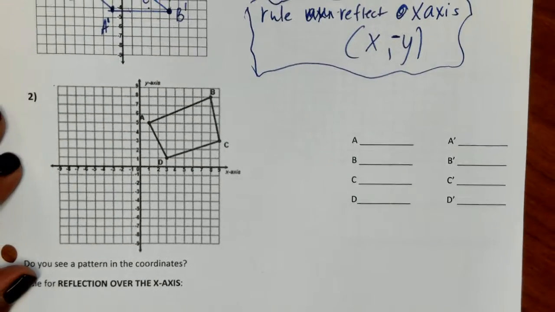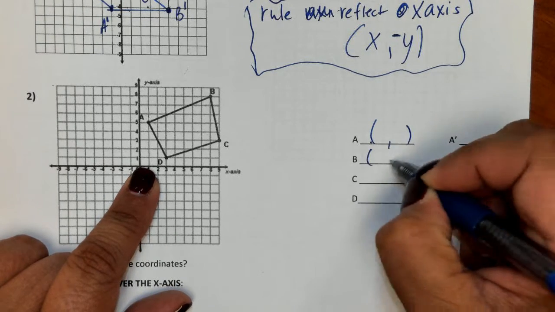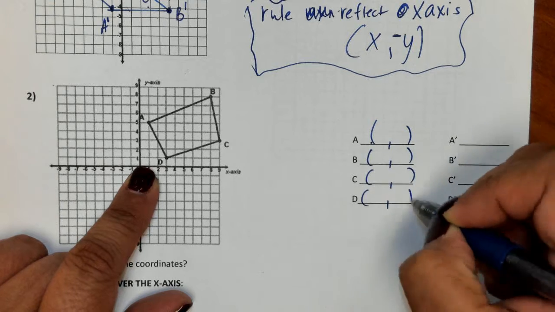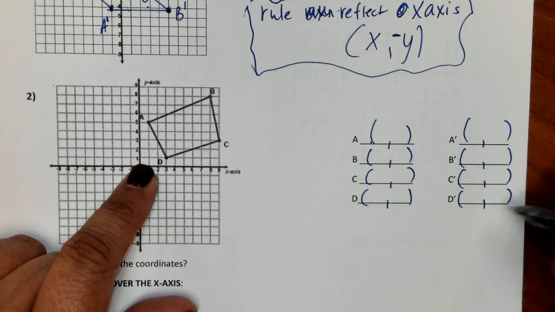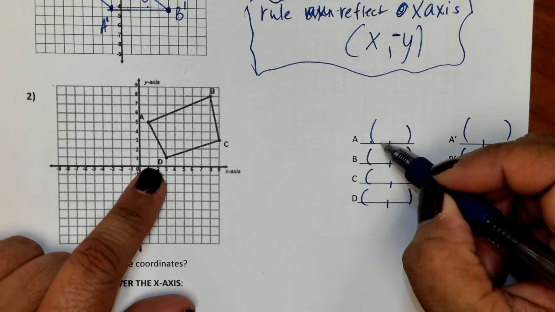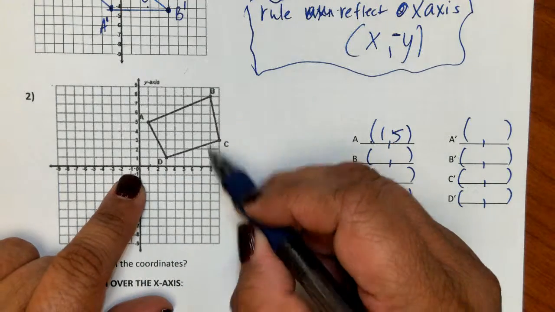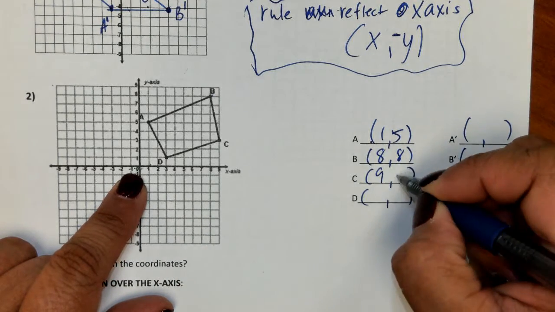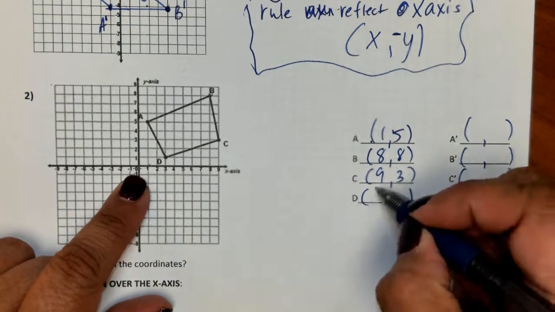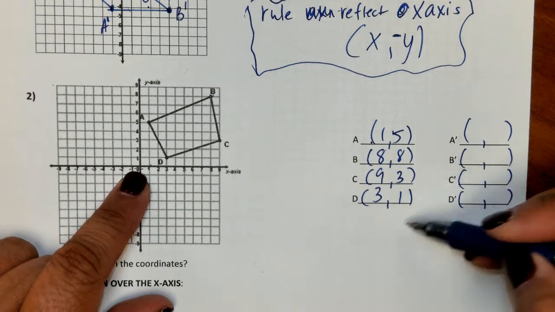Now, let's do number 2 real quick. And again, I'm going to use the rule. First, A is going to be, and please get in the habit, just go through your paper so it's nice and neat, and put parentheses, comma, parentheses, and leave lots of room because you don't know if it's going to be positive or negative. So A is (1, 5). B is (8, 8). C is (9, 3). D is (3, 1). Always we were working to the right and up. That's how we know.